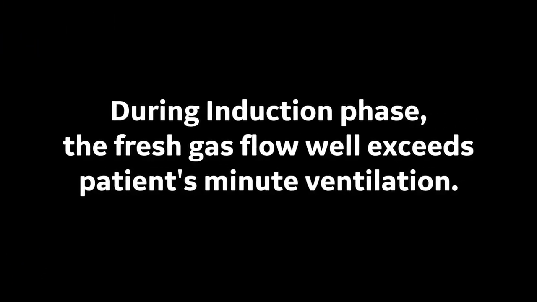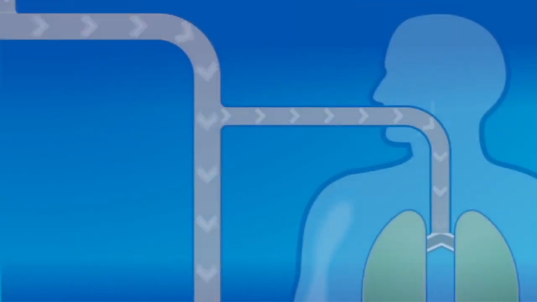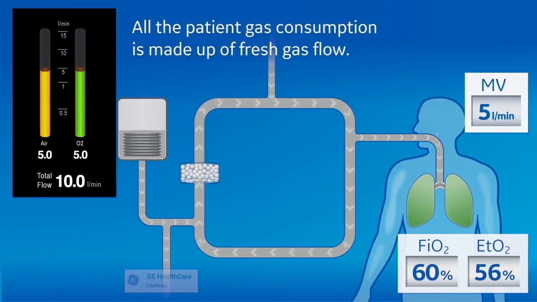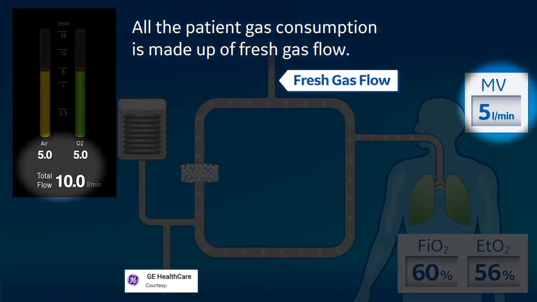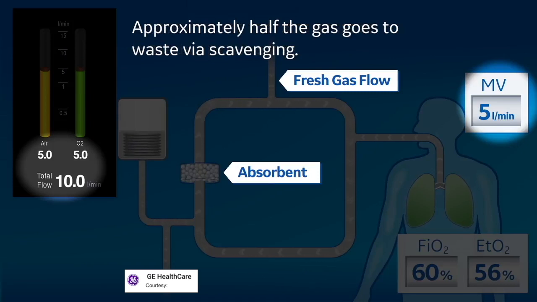During the induction phase, the fresh gas flow well exceeds the patient's minute ventilation. You can see here minute ventilation of 5 liters per minute and the fresh gas flow is 10 liters per minute. All the patient gas consumption is made of fresh gas flow. Approximately half the gas goes to the waste scavenging system.